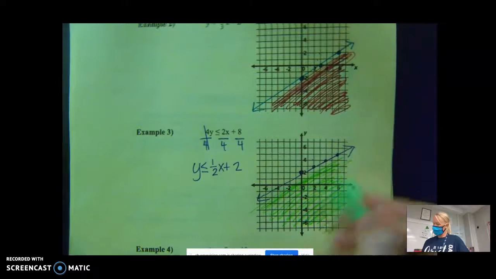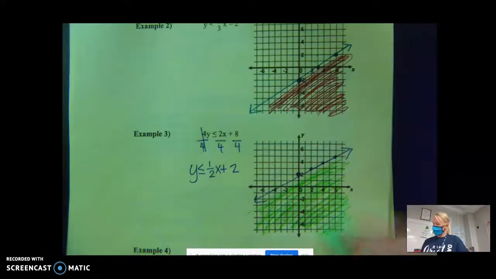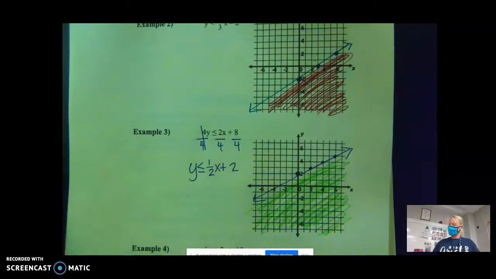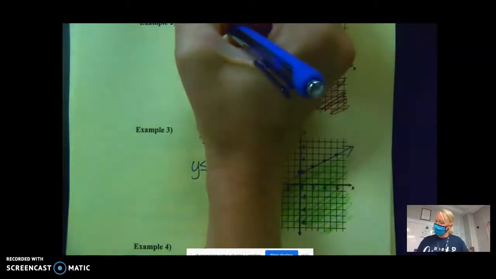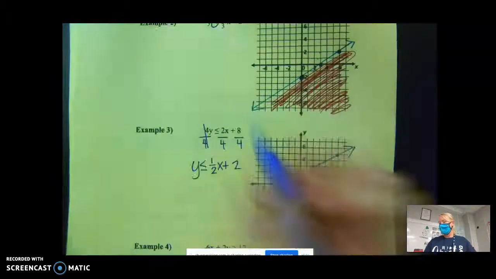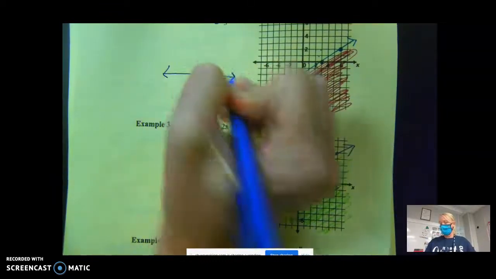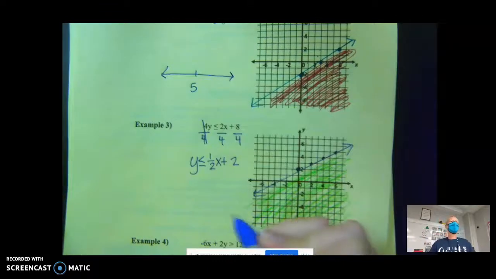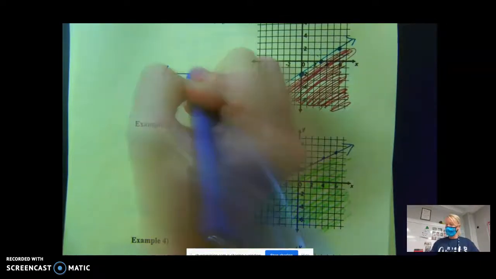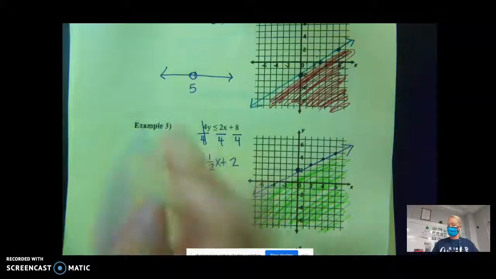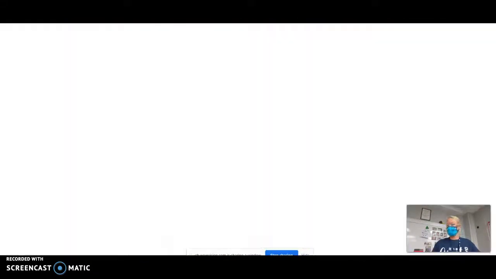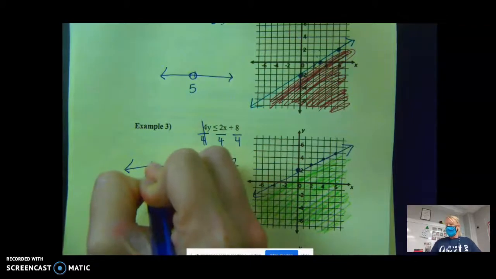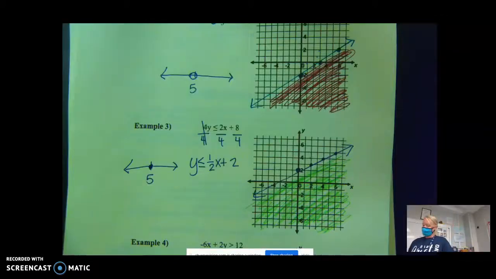Oh, crap. I wasn't even paying attention to that. Go back up to number 2. So this is a less than symbol. If I were graphing it on a number line, would that be an open or closed circle? Open. Very good. Down here, I have a less than or equal to. If I were graphing this on a number line, would that be open or closed? Closed.